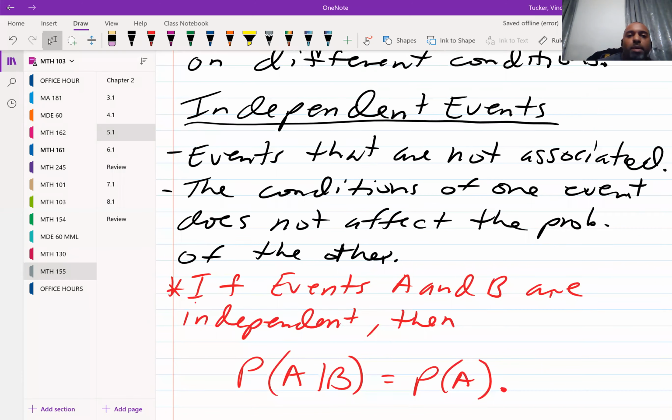Oh, somebody coming back in. Oh, yeah. There we go.